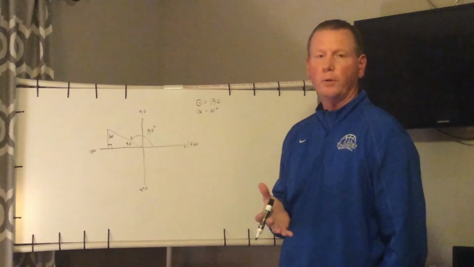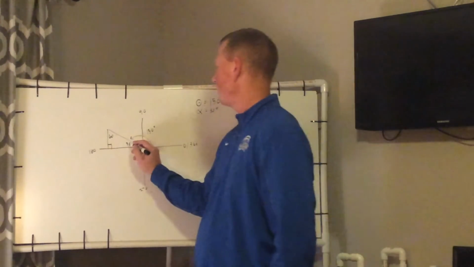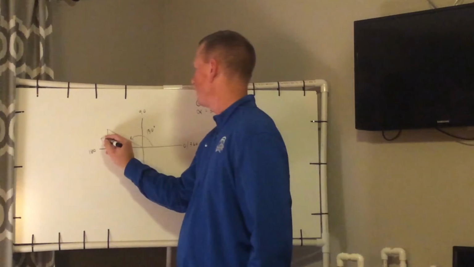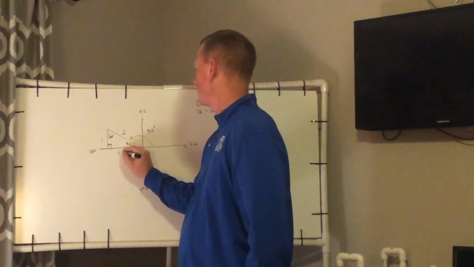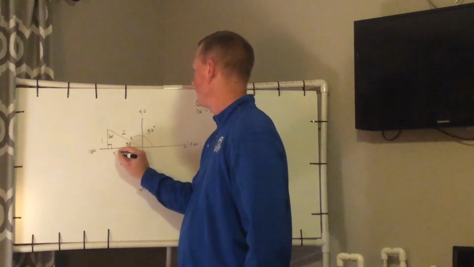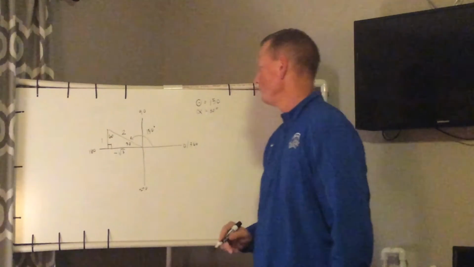Now, we know our ratio of a 30, 60, 90 triangle. We talked about that in geometry class. So opposite the 30 is going to be the 1, hypotenuse is 2, and this is going to be a radical 3. Now this is going to be a negative radical 3, looking at our coordinate plane here.